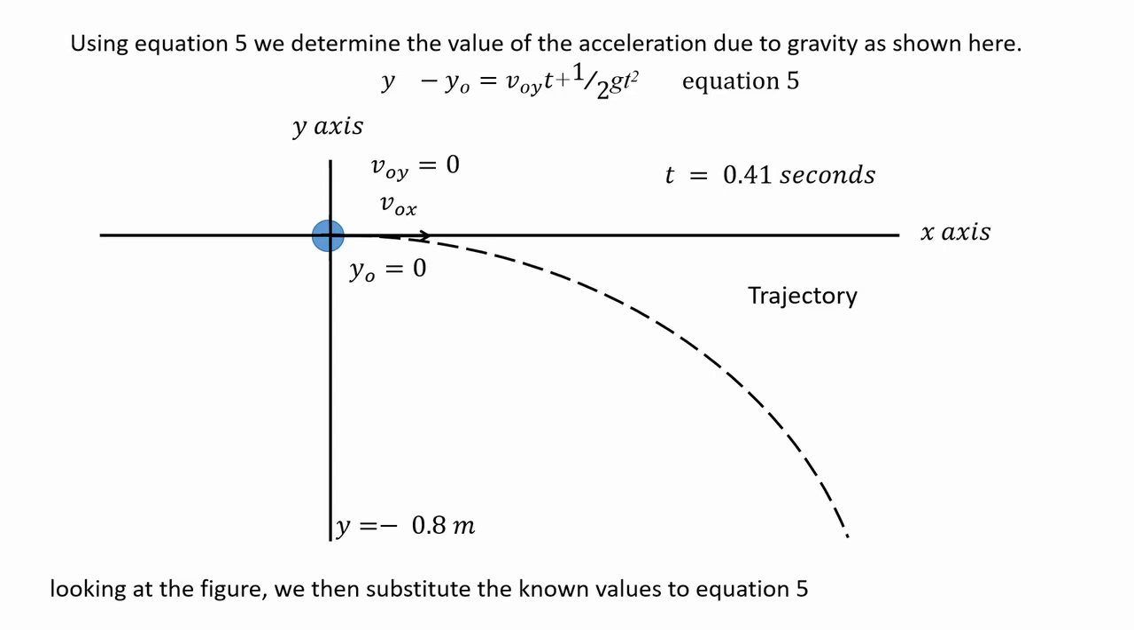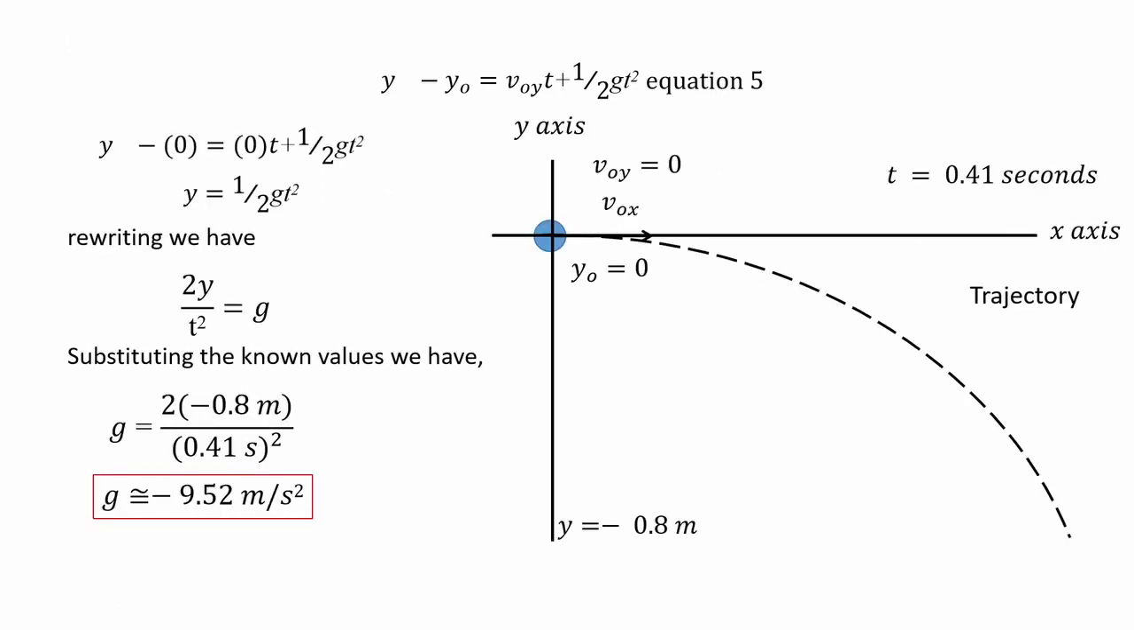Looking at the figure, we then substitute the known values to equation 5. Here we simplify the equation by rewriting it to solve for the parameter for the gravitational acceleration. Substituting the known values, we have the value of the gravitational acceleration to be about 9.52 meter per second squared. This value is close to the value we usually indicate for gravitational acceleration, which is 9.8 meter per second squared.